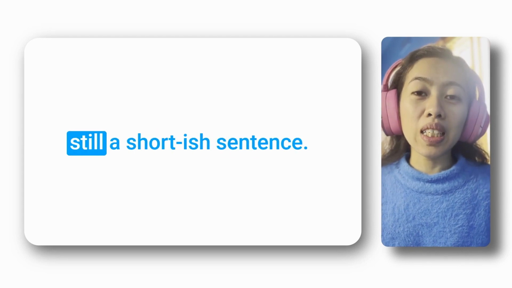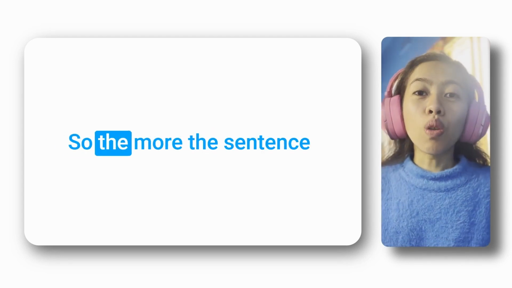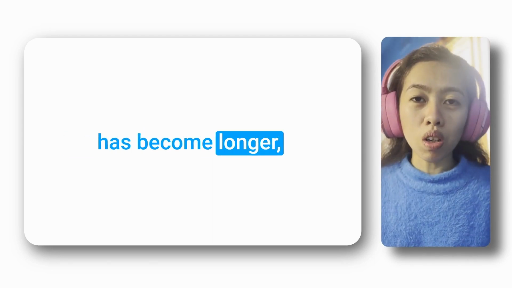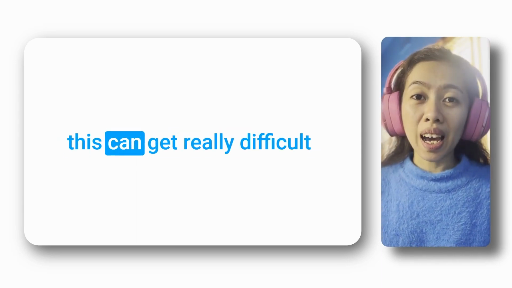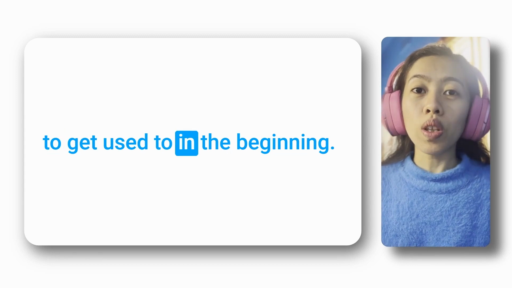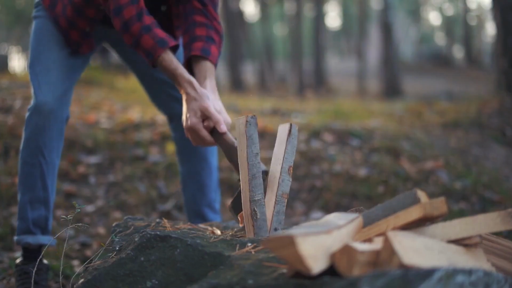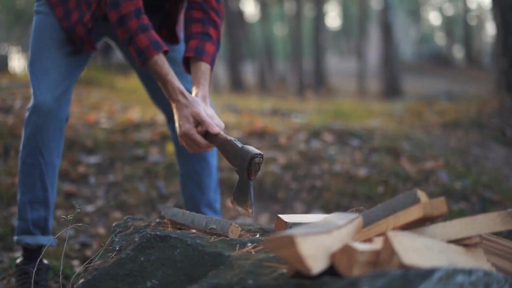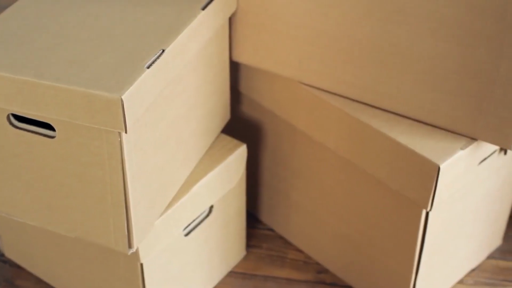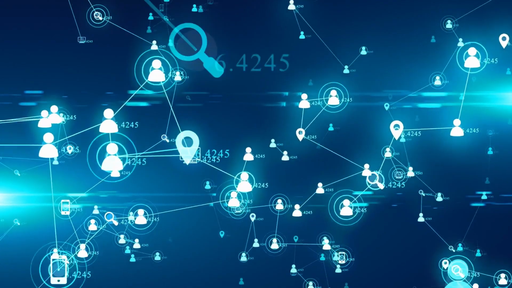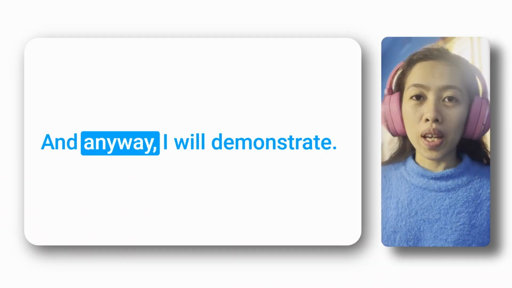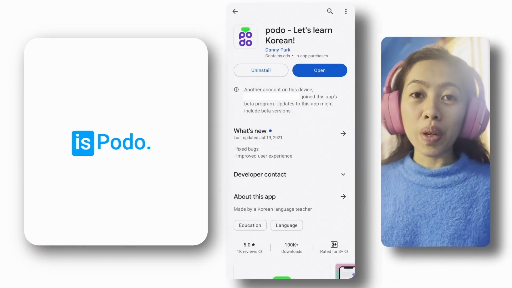And even that is still a short-ish sentence. The longer the sentences become, the more it deviates from the English structure. And like I said, this can get really difficult to get used to in the beginning. But this app breaks down long sentences into parts, allowing you to isolate parts of the sentences, understand them separately, and then connect them together as a whole. Anyway, I will demonstrate. The name of the app is Podo.